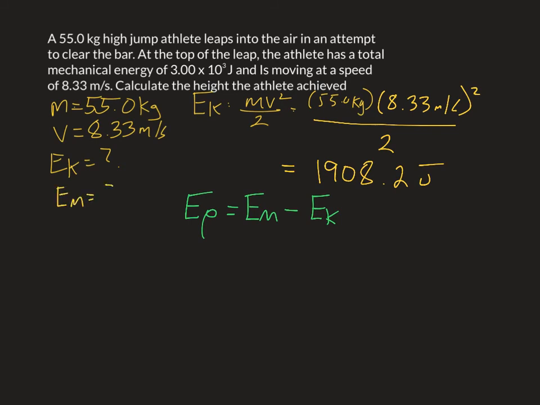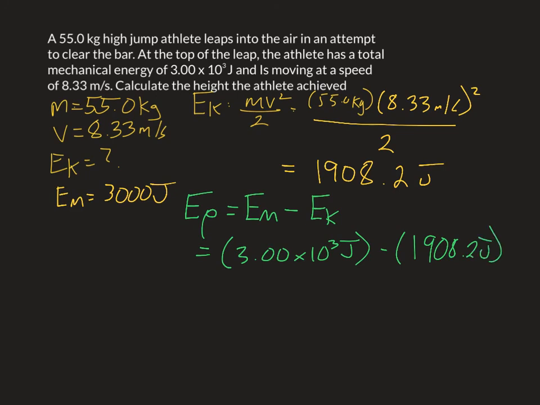We know our mechanical energy is 3,000 joules. Now I'm writing it this way just to save on space, okay? So all I'm going to do in my formula is go 3.00 times 10 to the 3 joules for mechanical minus 1,908.2 joules for kinetic. And when I do that, I get a potential energy of 1,091.8 joules. Okay. All right. So that gives me my potential energy.